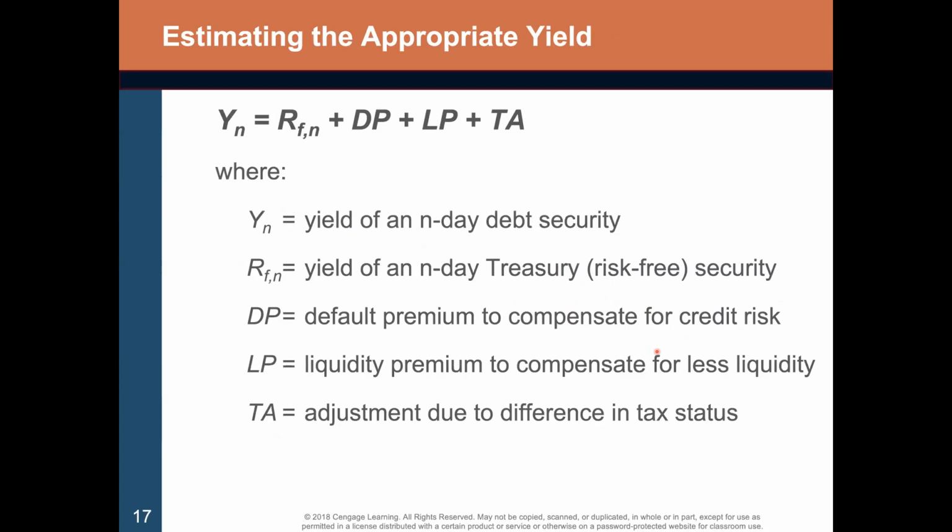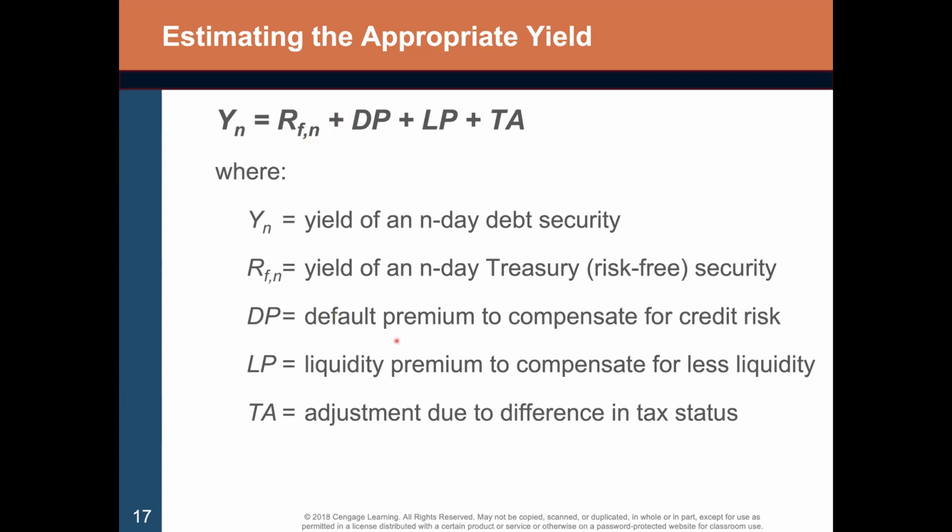So how do we estimate the appropriate yield for a debt security? And here's the formula. The yield of an n-day debt security, so this is time. This could be 1 year, it could be longer or shorter, is equal to the yield of an n-day Treasury security. So this is our risk-free rate for the same period.